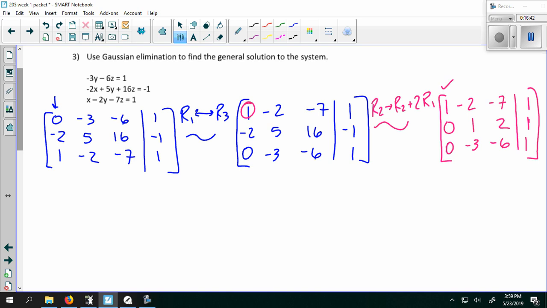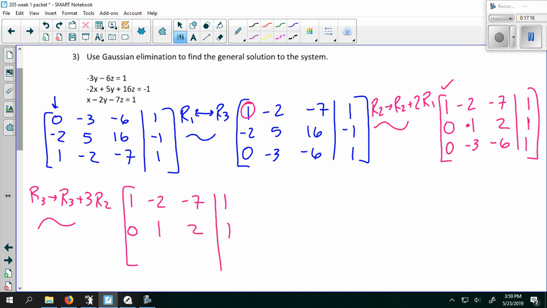Column 2, I have a 1 on the main diagonal, right? But I want zeros underneath it. So I'm going to change row 3. So row 3 is going to become itself plus 3 row 2. So only row 3 is changing, so I'm going to copy row 1 and row 2. Okay, so row 3 is going to become itself plus 3 times row 2.